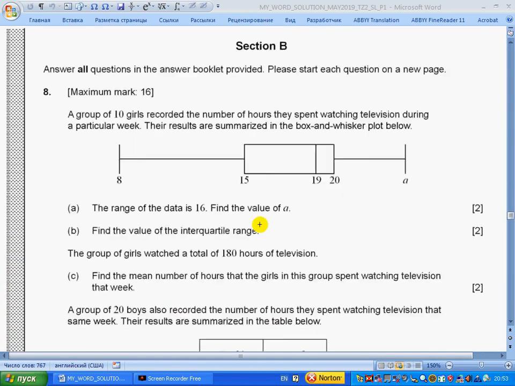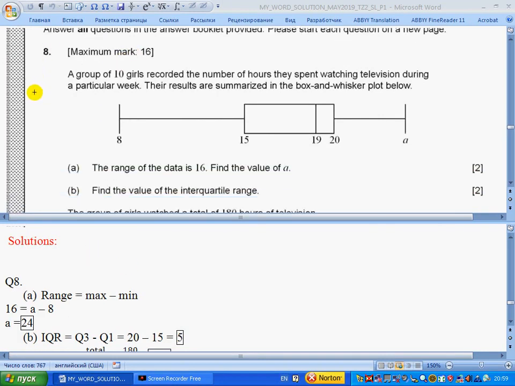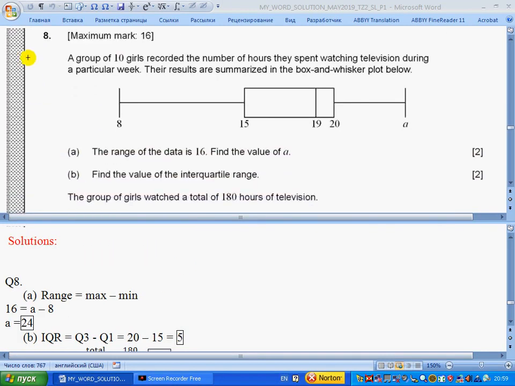Now we come to section B. I have divided the window into two panels. In the upper panel we have the question, in the lower panel we have the solution. Question 8. A group of 10 girls recorded the number of hours they spent watching television during a particular week. The results are summarized in the box and whisker plot below.